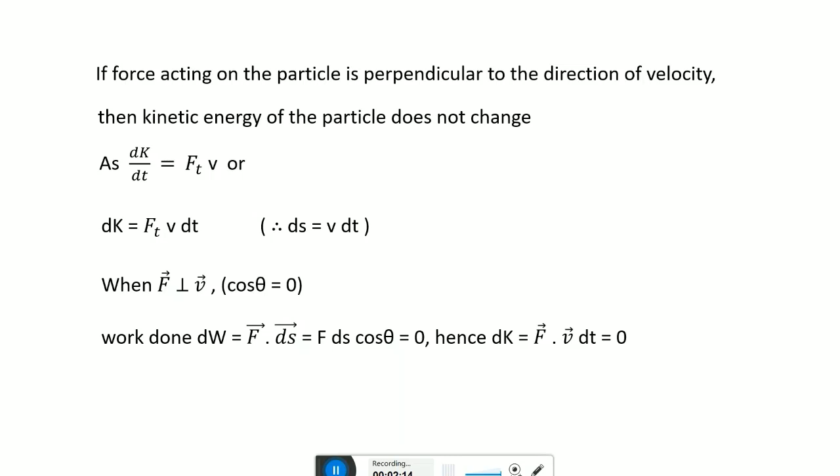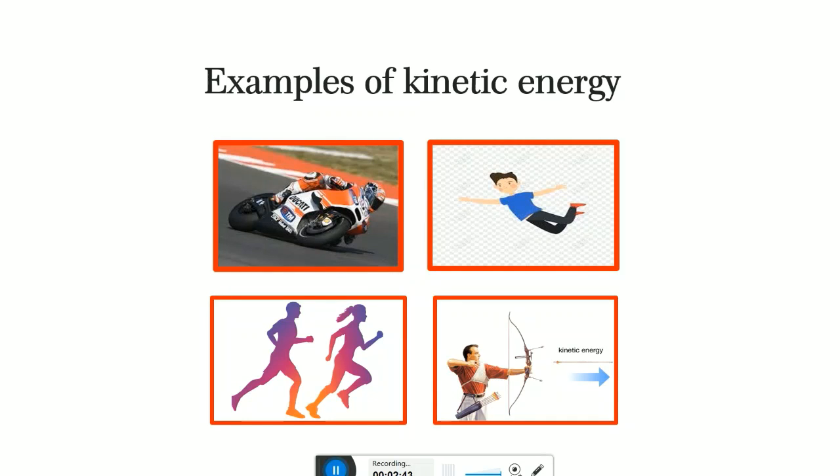Therefore, the work done, which is equal to vector F dot vector ds, which is equal to F ds cos theta, is 0. Hence, dK is equal to vector F dot vector v dt is equal to 0. K is constant, so kinetic energy does not change. These are the examples of kinetic energy. All objects in motion have kinetic energy.